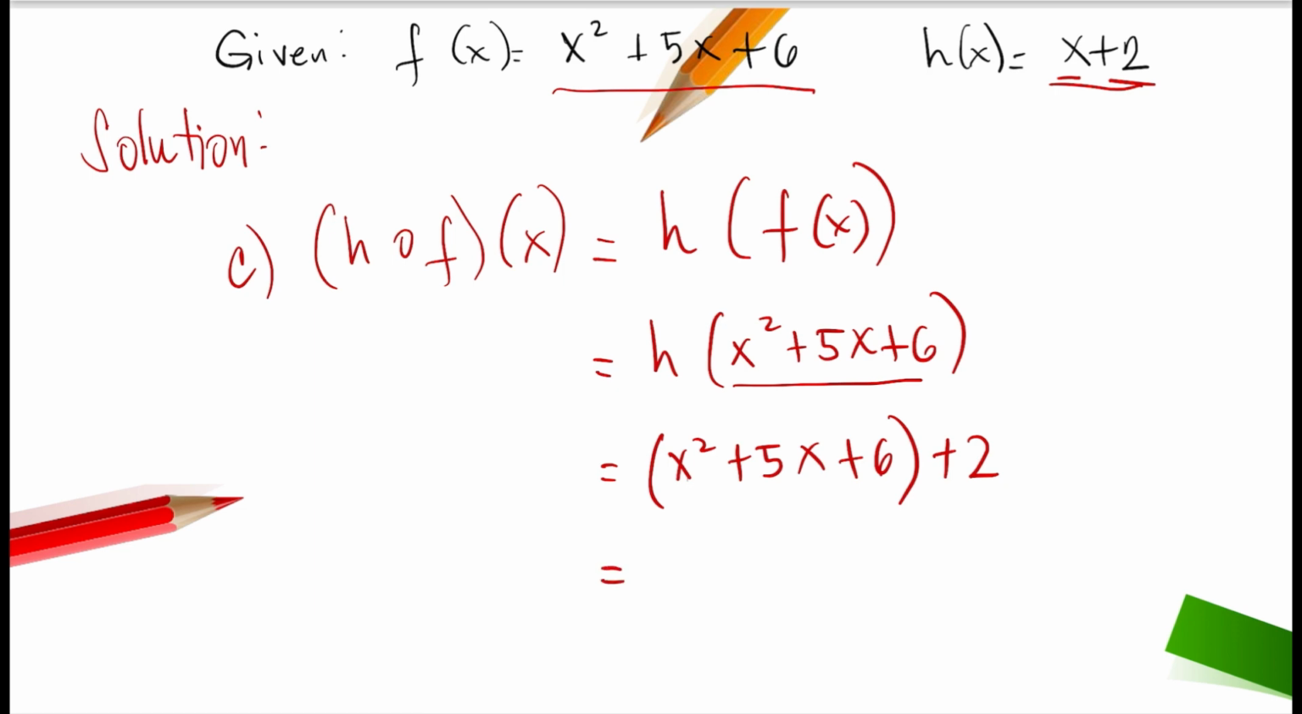Okay, let's combine similar terms. Bring down x squared, bring down 5x, and 6 + 2 is plus 8. And this is now the composition of h and f function, which is also a function. Okay?